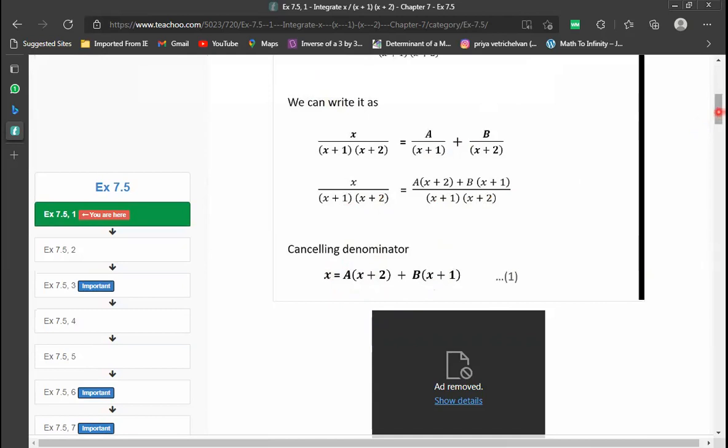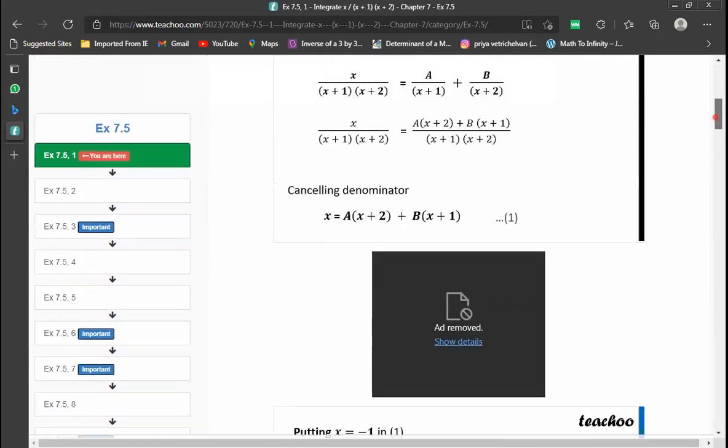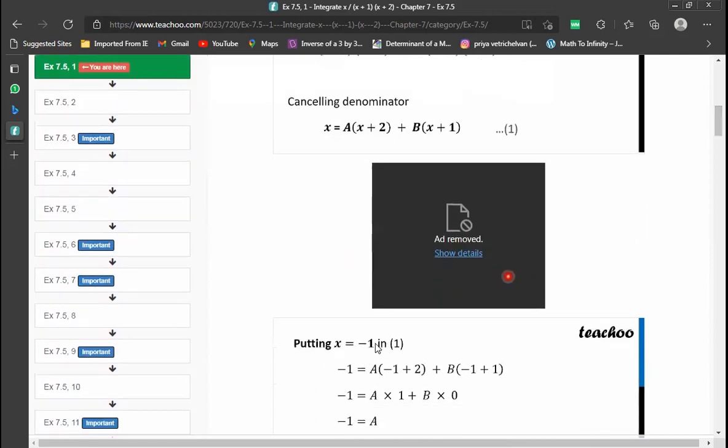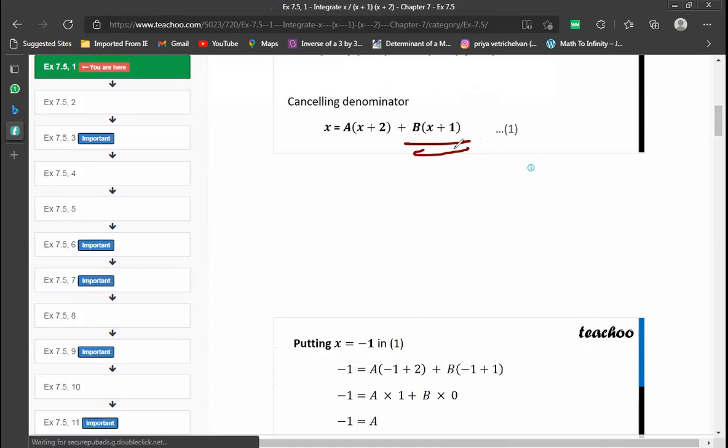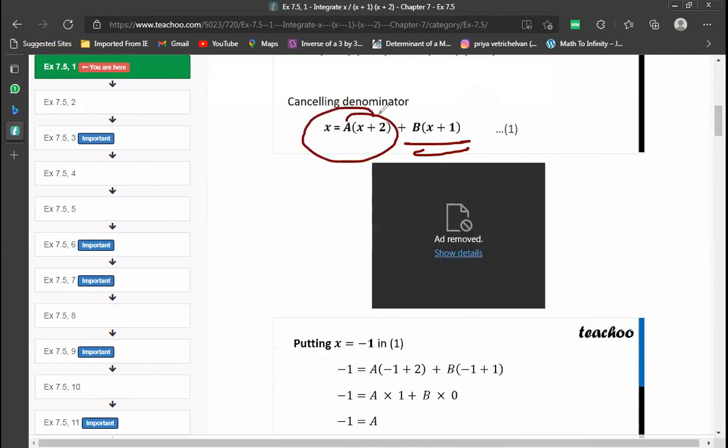So now we are going to find the values of a and b. How can you find the value of a and b? By substituting the value of x as minus 1 in this, because you do have x plus 1 as the factor. When you substitute minus 1, this minus 1 and plus 1 will cancel out each other and b will turn into 0, so that you will be left with only one variable, which is a, and you'll be able to find the value of a.